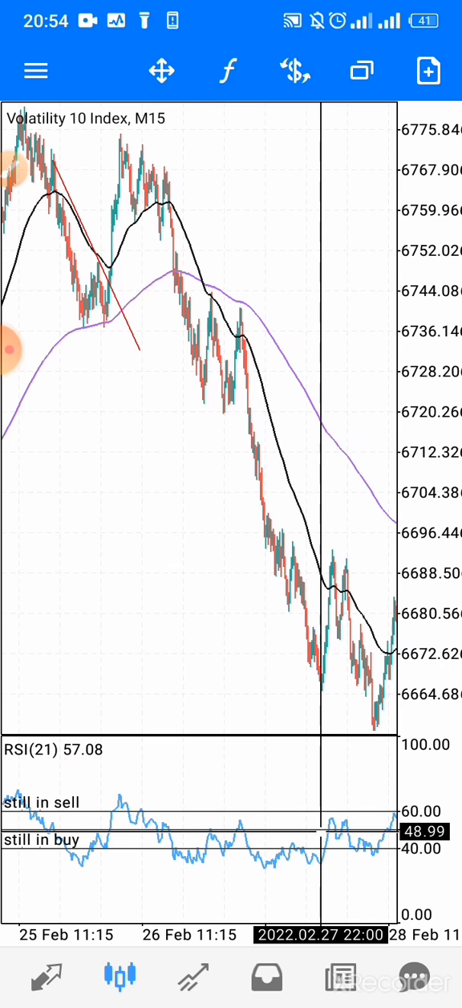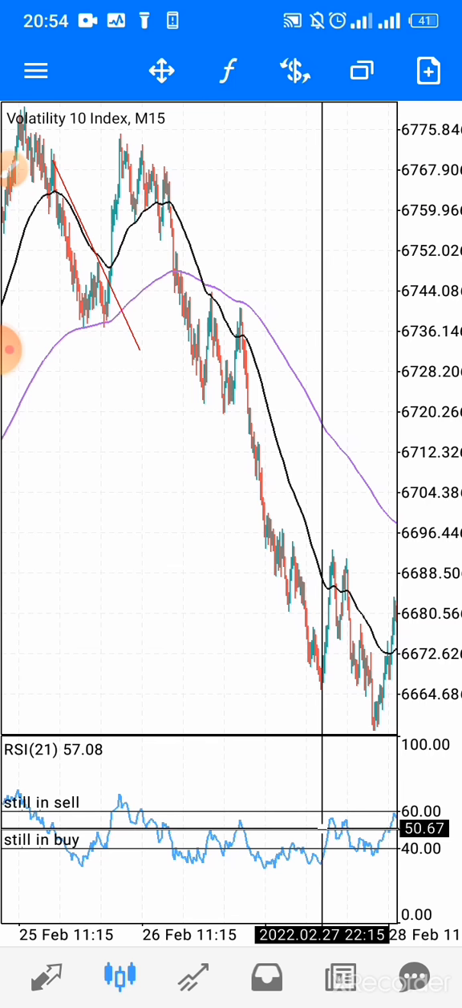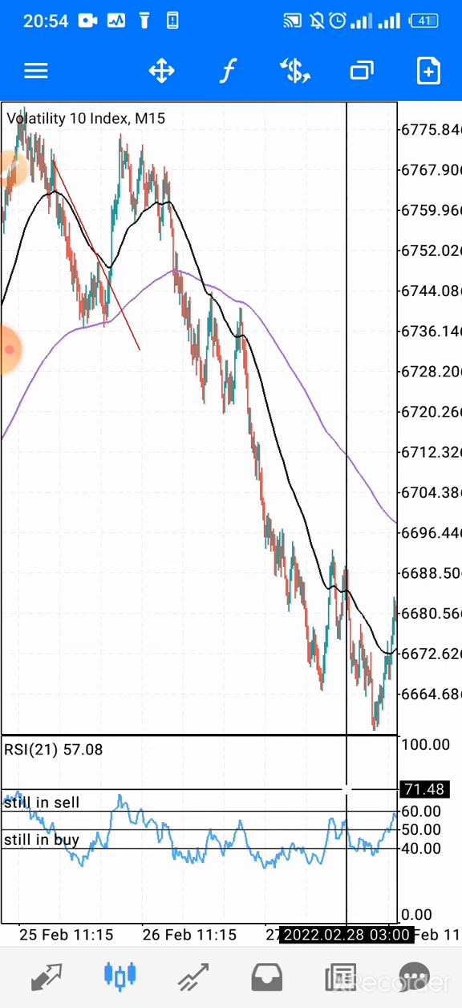That's totally wrong. And when other people say that, it's correct in a way, but not quite. When the RSI is below the 50 level, the trend is in a bearish market, it's a sell trend. When the RSI is above the 50 level, it's a buy trend. But that's not what we're going to be using today.